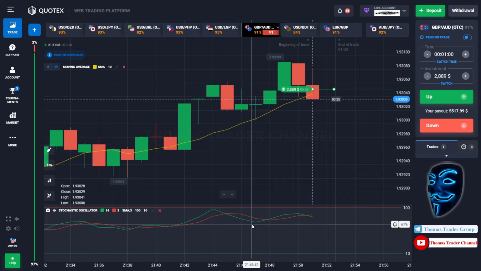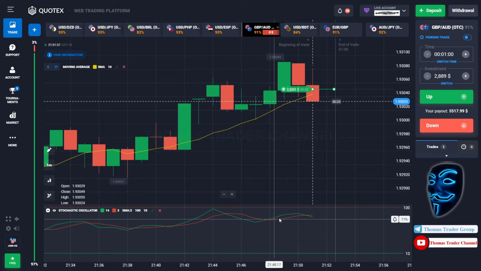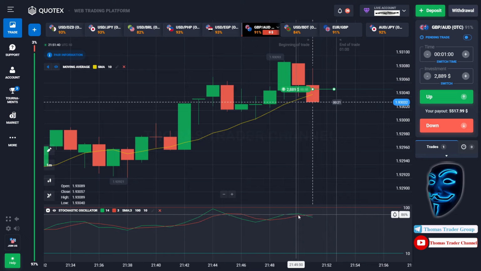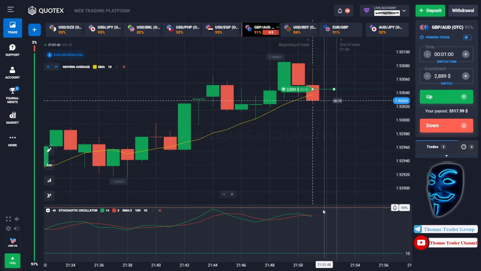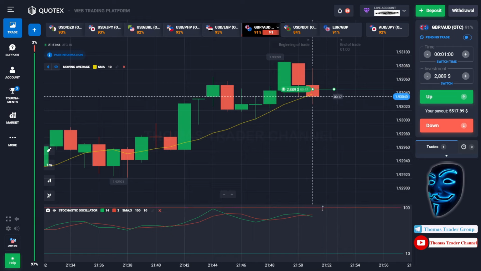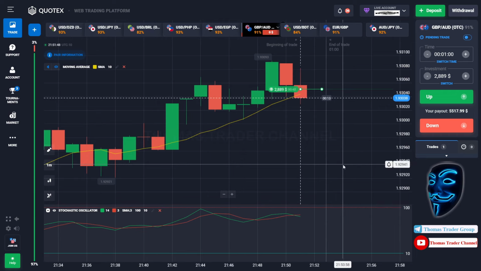Like what I said before, the market will continue the bullish trend, and it will find the overbought area over here. Let's prove it and let's wait till the end of our trade.